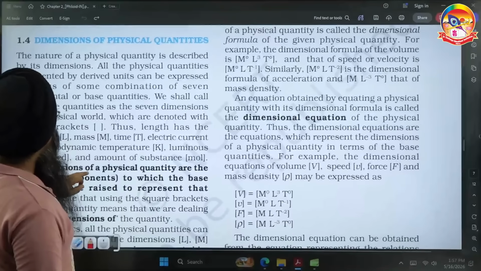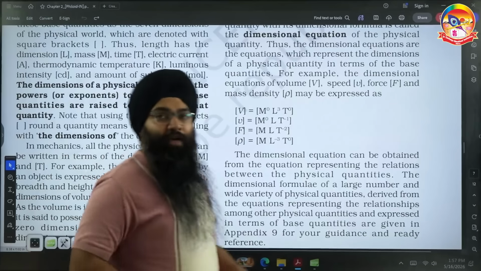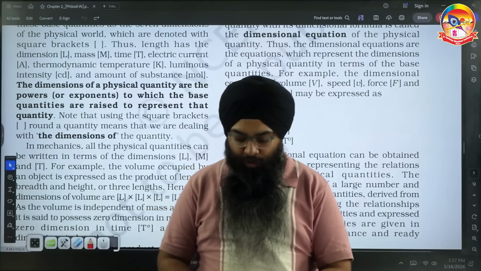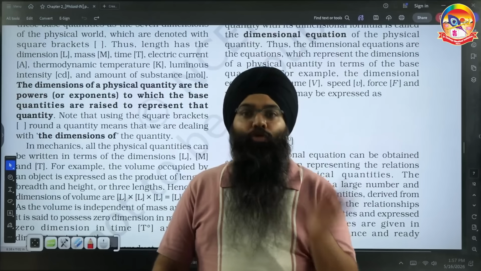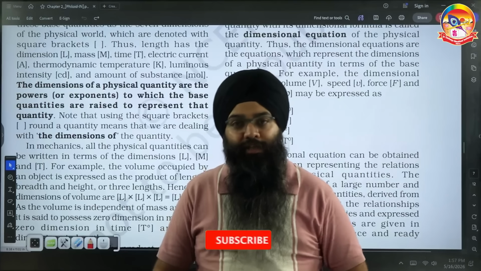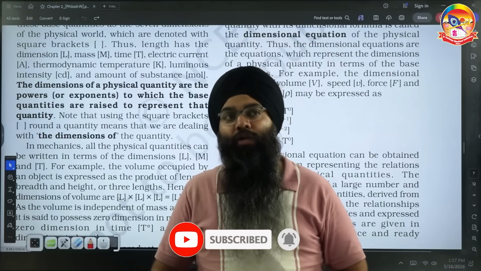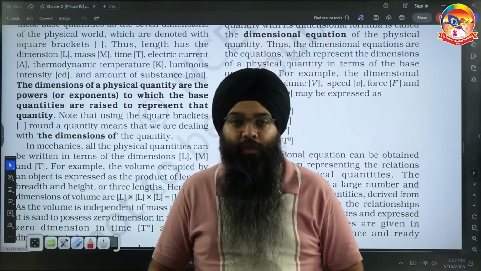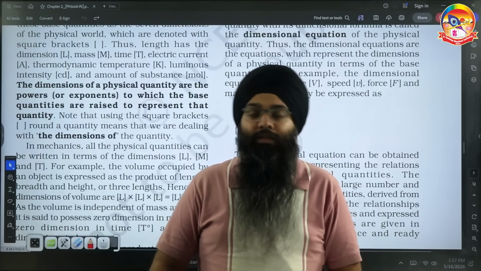Now let me come to the concept of dimensions of physical quantities. So what are the dimensions? Basically, whenever you want to represent any derived quantity, what we have to do is convert that derived quantity in terms of fundamental quantities. Now, when we convert any derived quantity in terms of fundamental quantities, there will be some powers of those fundamental quantities with which this derived quantity is made. Those powers of fundamental quantities are called dimensions.